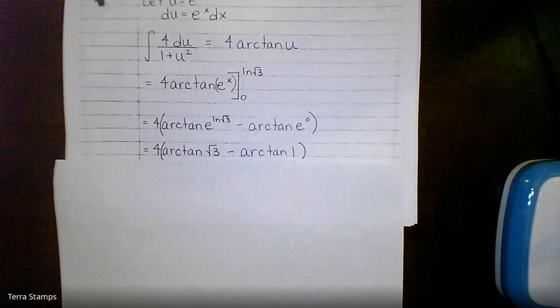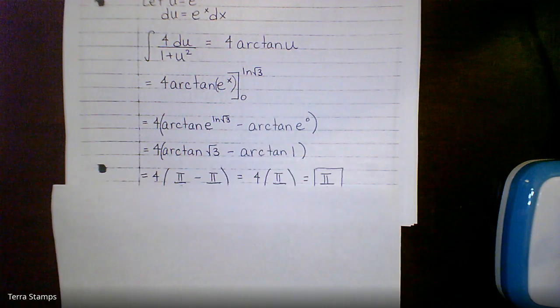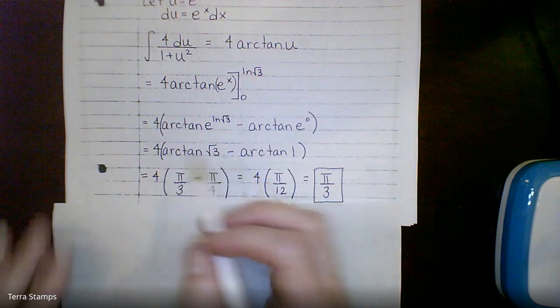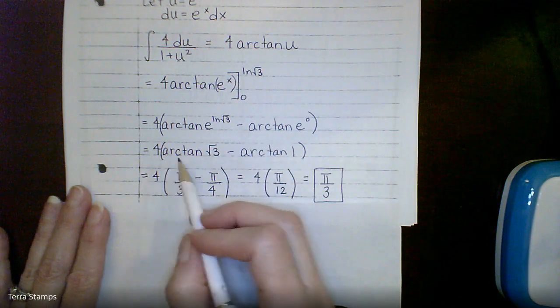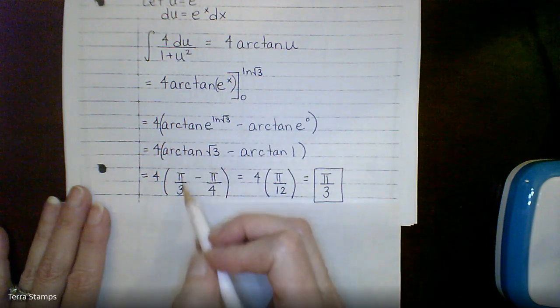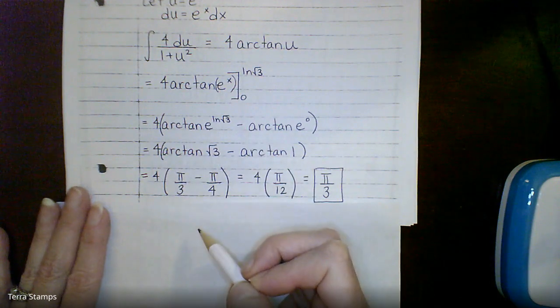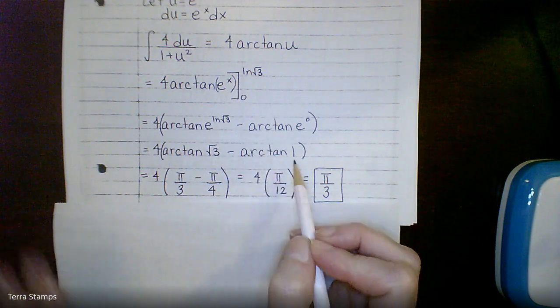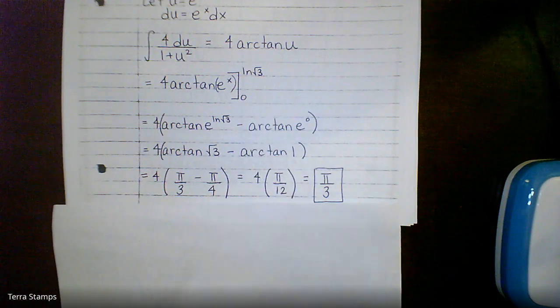Now, what is the arctangent of root 3? Well, that's the angle whose tangent is root 3. That's a 60-degree angle. The angle whose tangent is 1 is a 45.